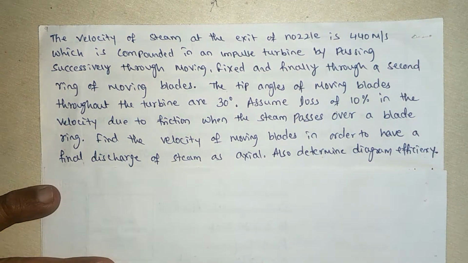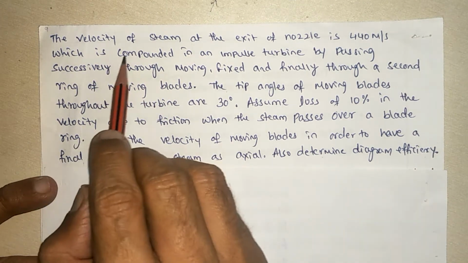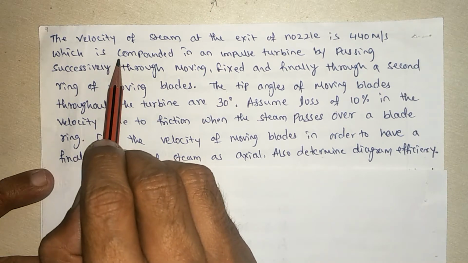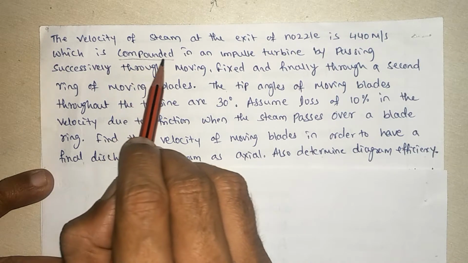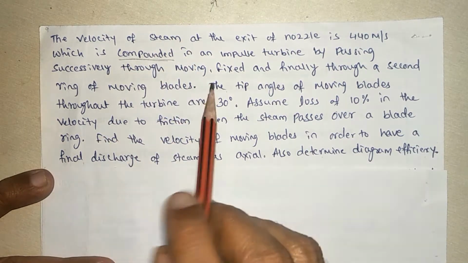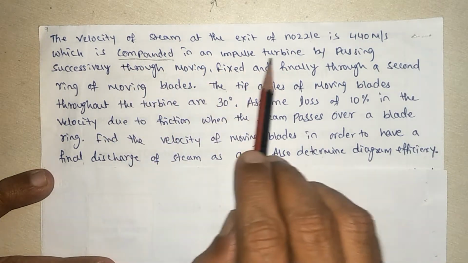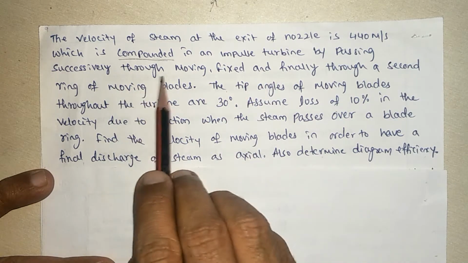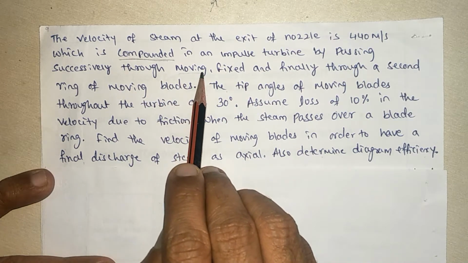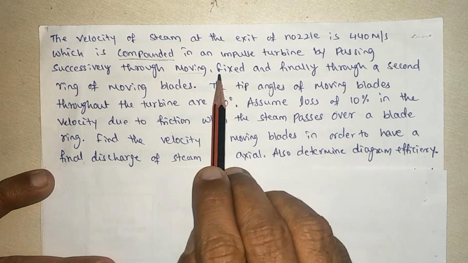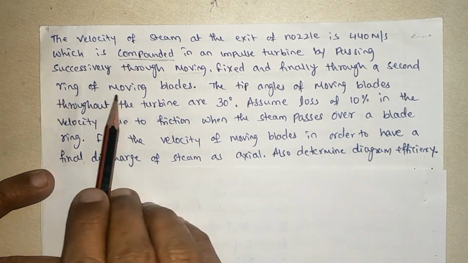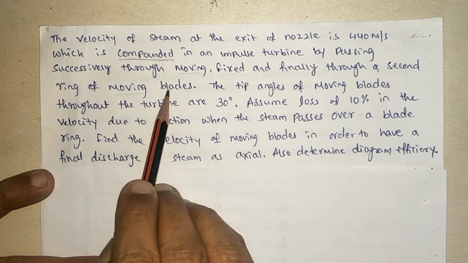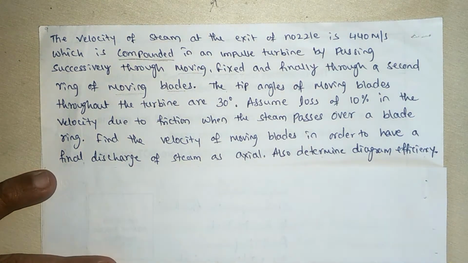Okay, so this is the problem statement. As you can see, it is clearly mentioned that it is compounded, so that's why it is a two-stage turbine. The steam is passing successively through one set of moving blade, right? There is one set of fixed blade, and finally a second ring of moving blade. By this we can understand that it is a problem related to a two-stage turbine.